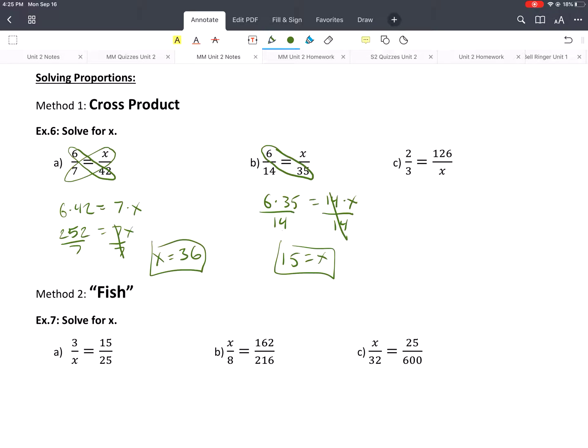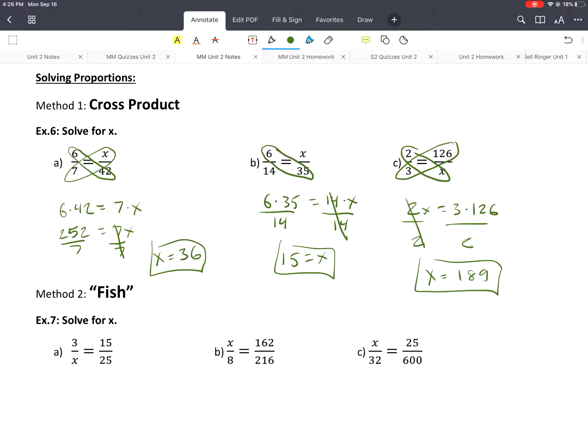Okay, so we'll try one more. All right, cross multiply. That gives us 2x. And then here we get 3 times 126. Okay, and then we'll divide both sides by 2. So we'll do 3 times 126 and divide it by 2, which gives us x equals 189.